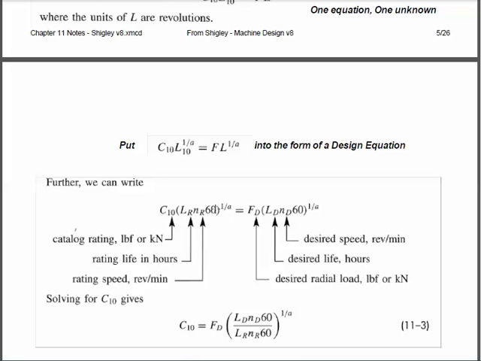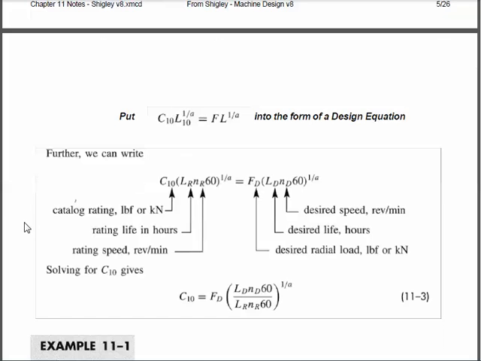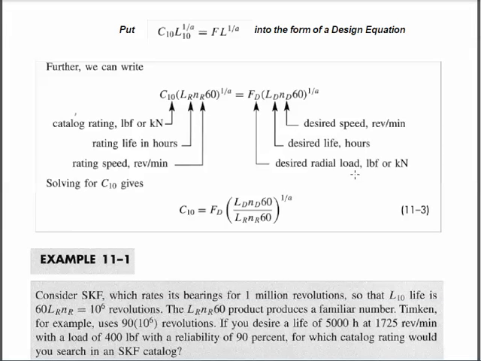That multiplying by these two would give us life in revolutions, but we can do the same thing on both sides of the equation. And of course the n, we might be running at different speeds, and we would expect different lives or different forces, so we can use the equation either in revolutions orientation or we can use it in hours orientation.